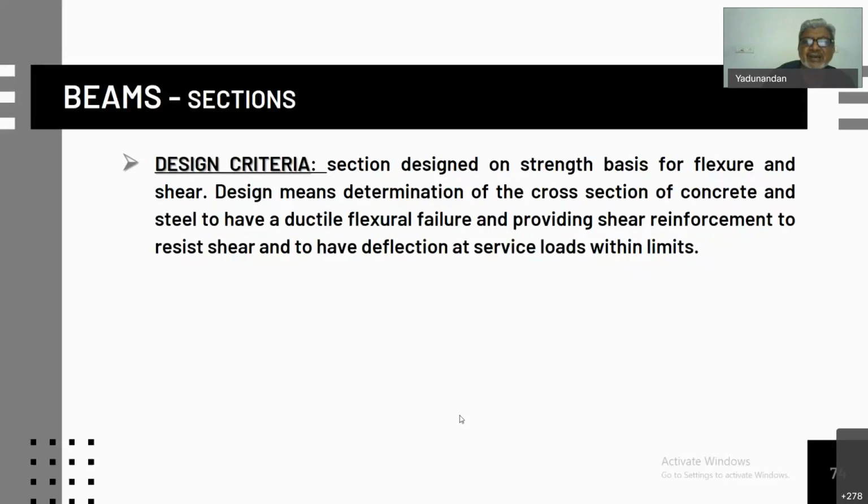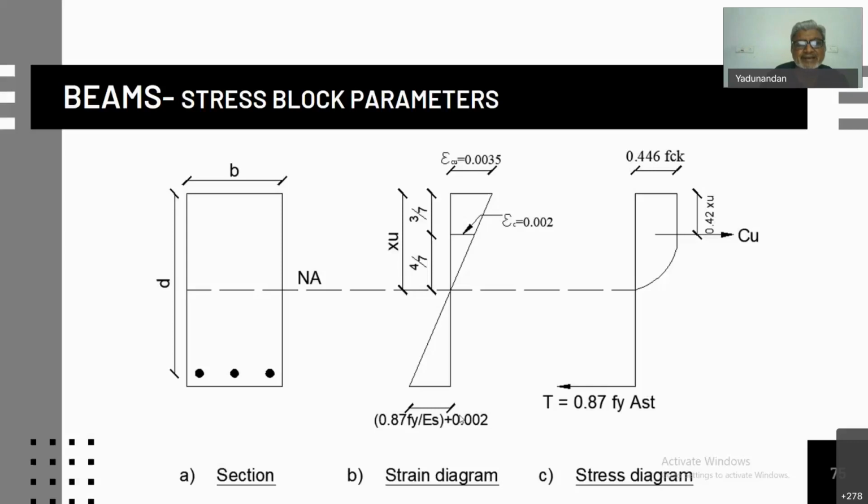And you design the sectional strength on the basis of flexure and shear. The design means the determination of the cross-section of concrete and steel to have a ductile flexural failure and providing shear reinforcement to resist shear and to keep deflection under service loads within limits. So you have to satisfy both deflection and the strength criteria mainly. And you know the stress block parameters are just as written here for a singly reinforced section. That the steel yields first is a very famous strain diagram. This is the basis of the design.